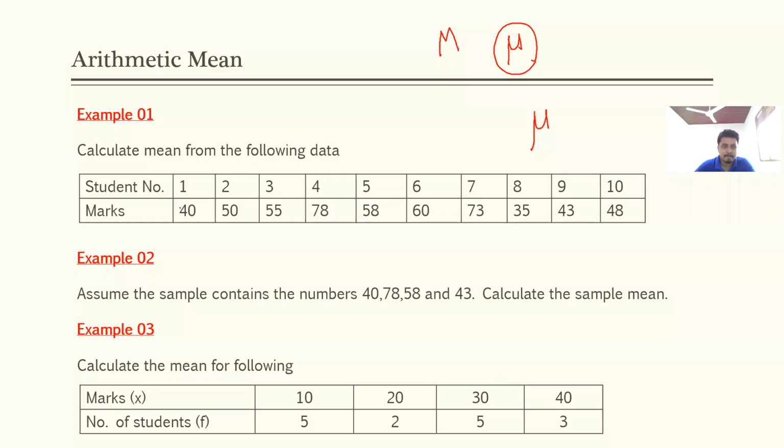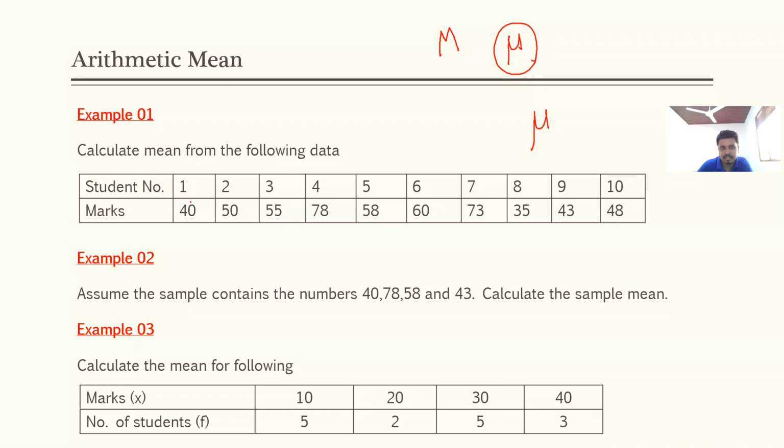Is this an individual data set, or is it an ungrouped frequency distribution, or is it a grouped frequency distribution? In example number 1, yes, this is an individual data set. Some may misunderstand this, because you have student numbers here. These are like your registration numbers.